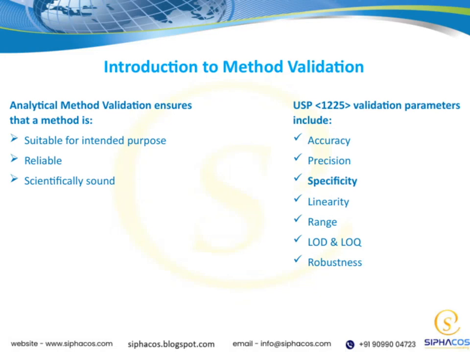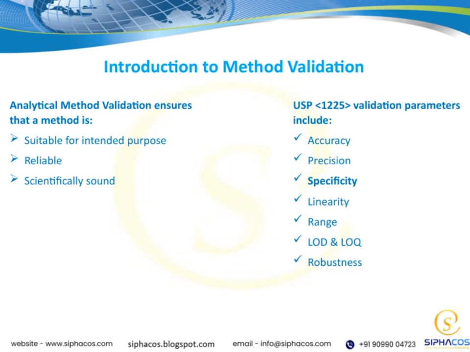In this slide, we're diving into the concept of method validation, specifically according to USP 1225. When we talk about validation parameters, there are several key aspects we need to consider. First is accuracy, which tells us how close our measurements are to the true value. Then there's precision, indicating the consistency of our results when repeating the test. Specificity is about ensuring our method can accurately measure the analyte in the presence of other components.